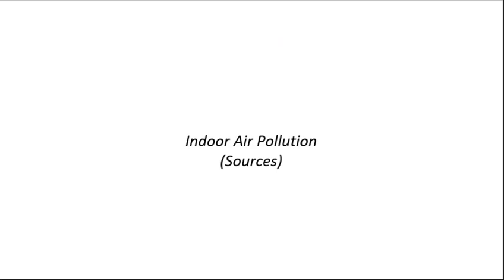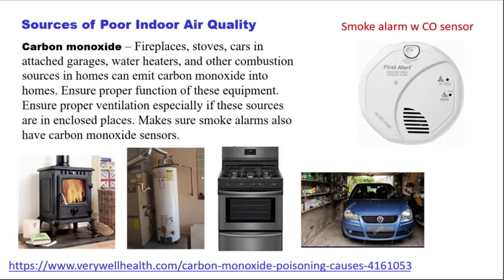Indoor air pollution. Sources. We now proceed with some further details on specific indoor air pollutants that we just covered. First, we cover carbon monoxide. Fireplaces, stoves, cars in attached garages, water heaters, and other combustion sources in homes can emit carbon monoxide into homes. Ensure proper function of these equipment. Ensure proper ventilation, especially if these sources are in enclosed places. Make sure smoke alarms also have carbon monoxide sensors.